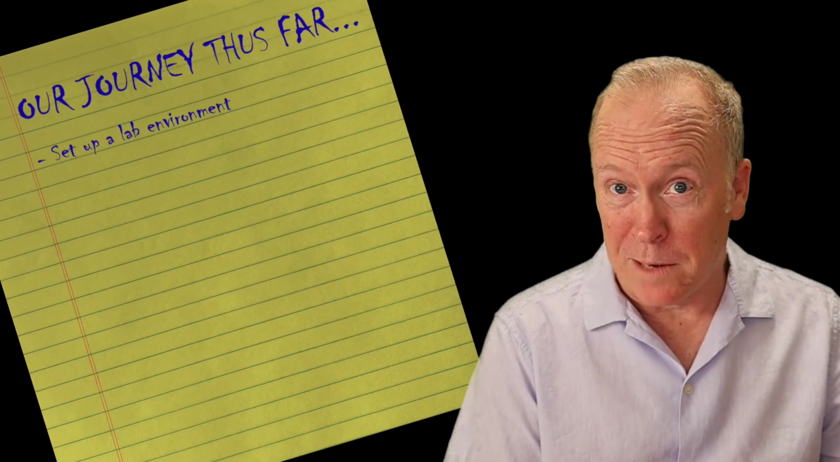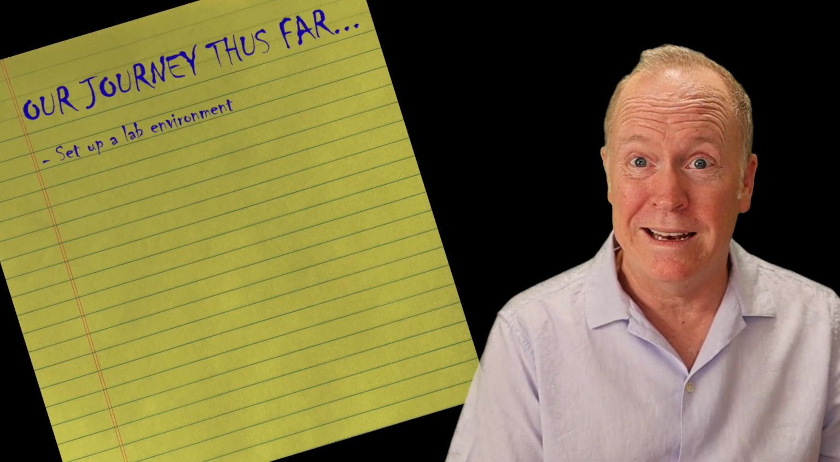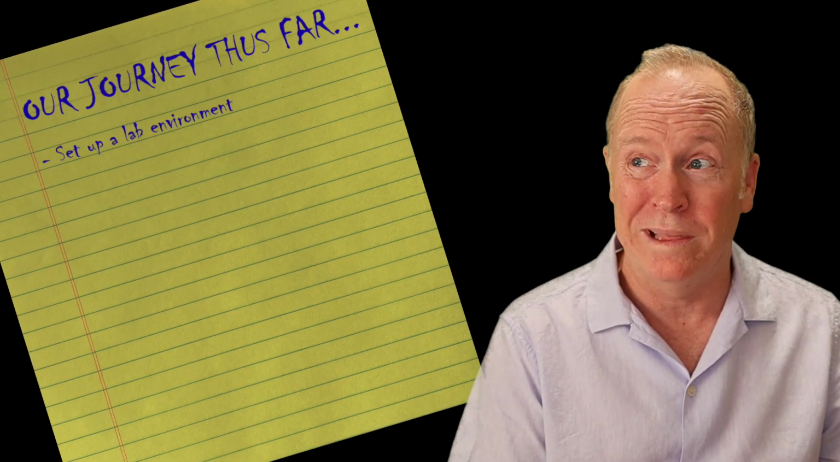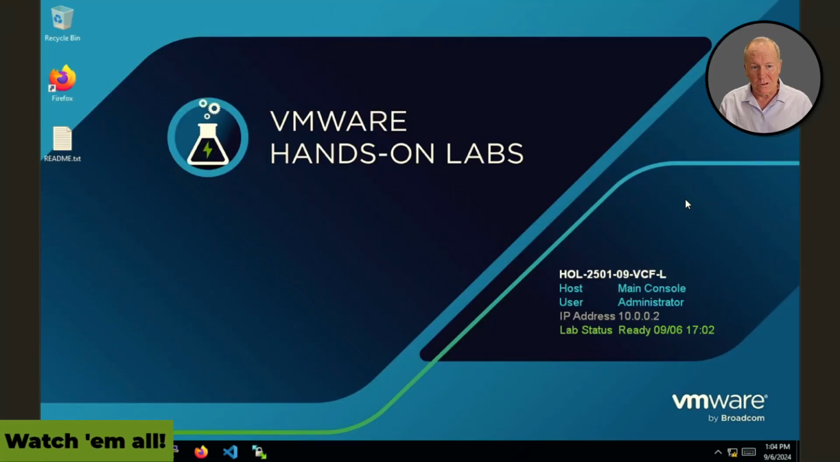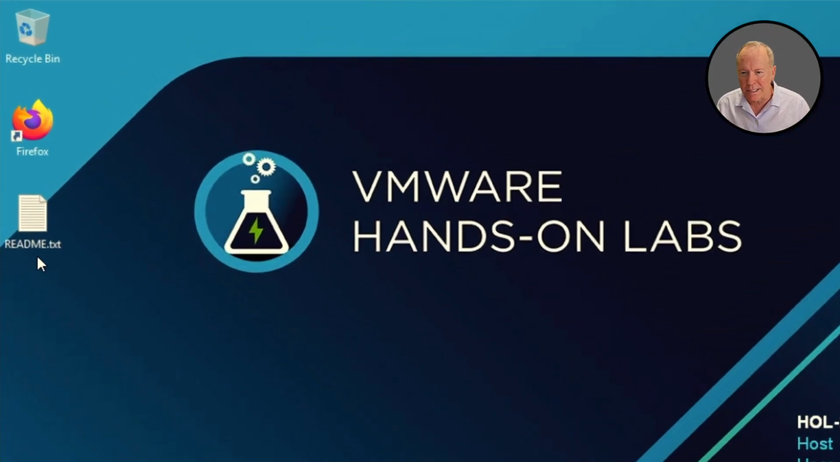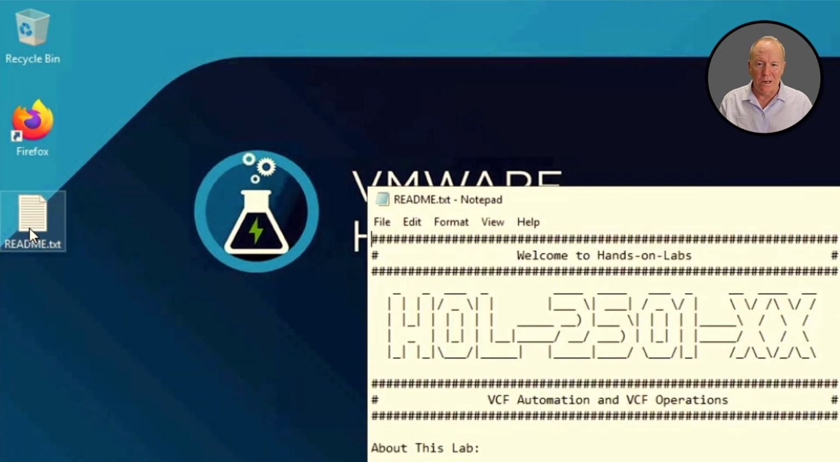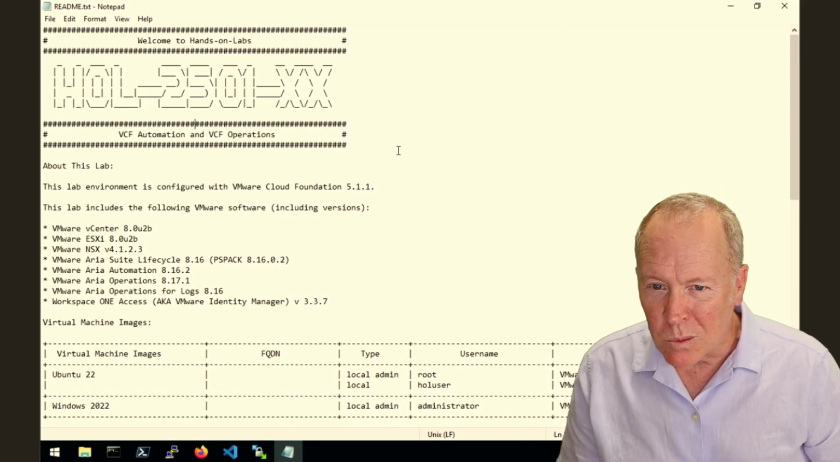We've got our lab environment up and running, but we've got no clue what the credentials are. Let's go figure them out. All right, so the next thing I want to do is to log into Orchestrator. So to do that, I'm going to fire up a web browser. But wait a second here. What's this? A README file. Let's open up the README file. And what's it say here?